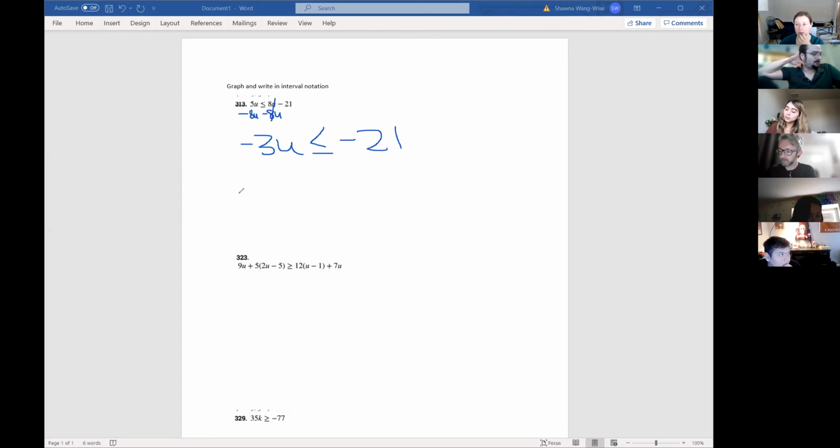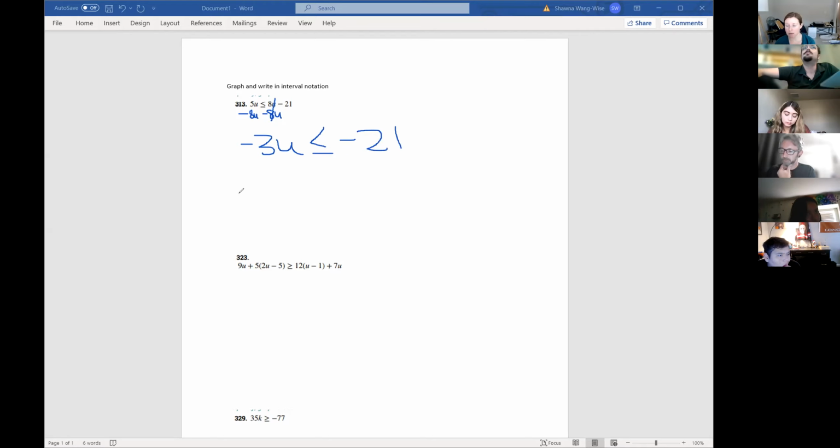-3u less than or equal to -21. There's just one number that's bothering the u now, preventing it from being by itself: the -3. So how do we move that to the other side? Add positive 3 to that. We always want to do the opposite of whatever it's doing right now. So what's the -3 doing to the u?